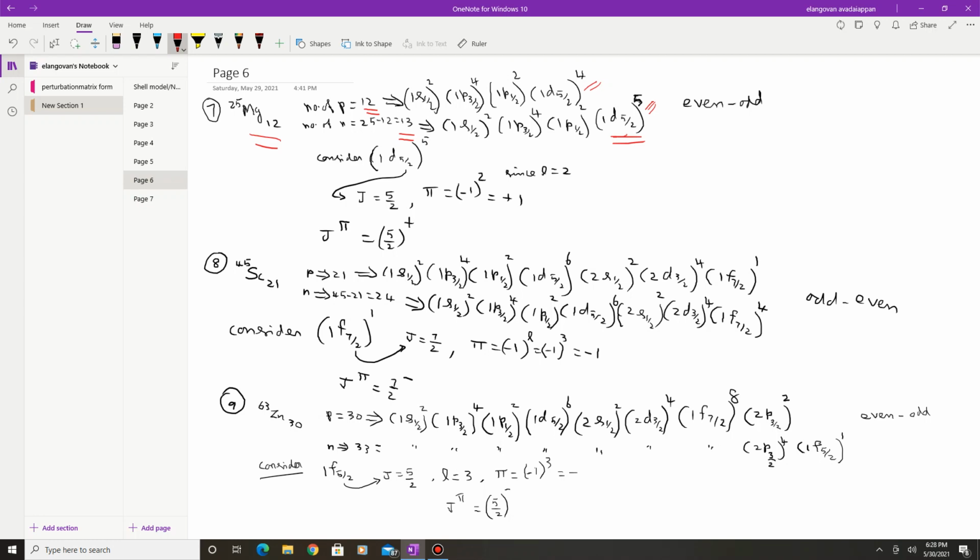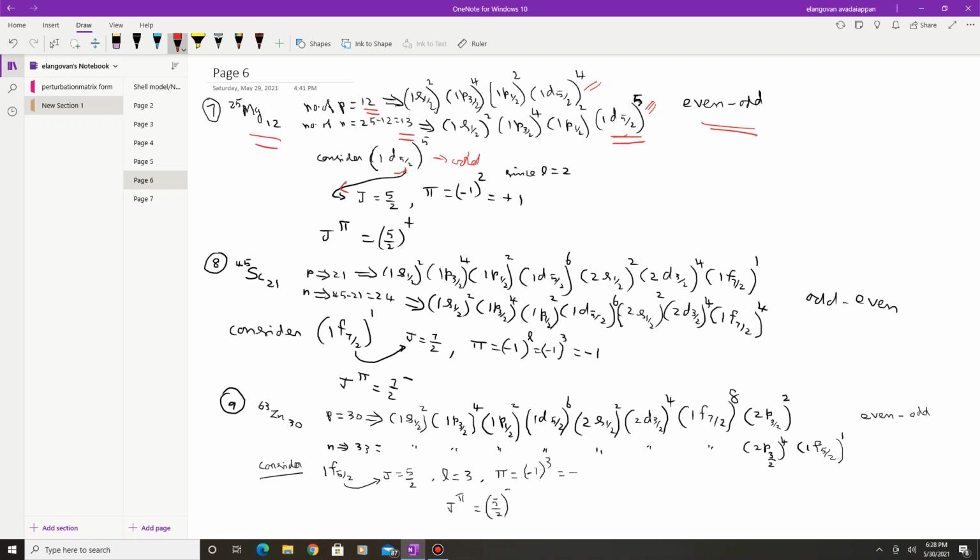So for the proton it is even, for the neutron it is odd. So this is an even-odd nucleus. For even-odd, you have to consider the unfilled, odd part of the level. So this is 1d 5/2 with 5. This is an odd level. We choose this odd level, and this J will be the angular momentum.